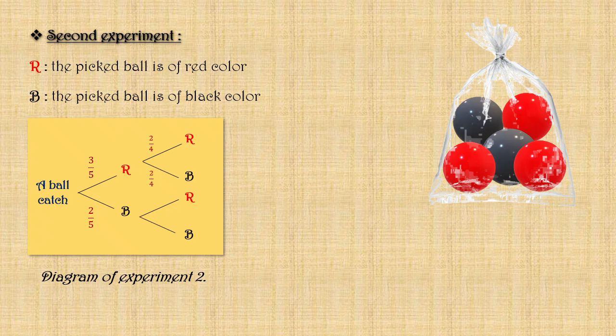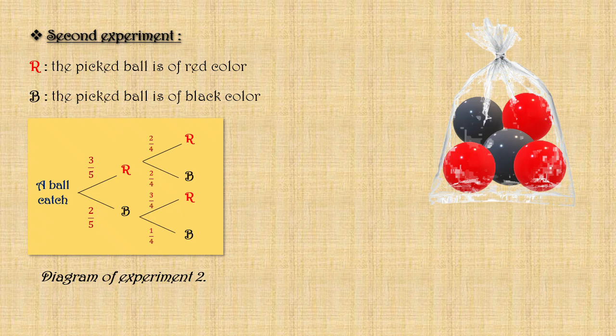Now for the second possible outcome in our first catch of a ball, which is the event B, the probability to get the event R to happen in the second picked ball equals 3/4, as we would have in our bag 4 balls of which 3 are of red color. And the probability to get the event B would equal 1/4, as we would be left with 4 balls in our bag, of which 1 is of black color, assuming that we already took a black ball in our first catch. Hence, we've drawn the tree diagram for our second experiment.